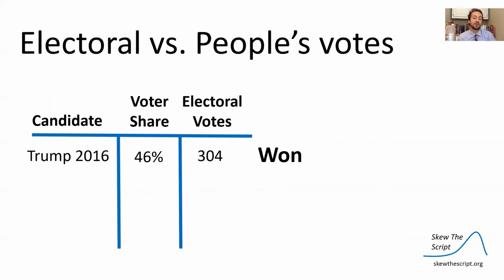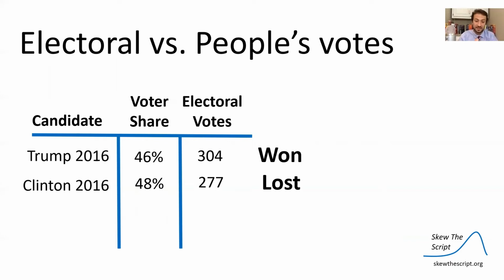Let's look at a table of electoral versus individual people's votes. In 2016, we had Trump, who won 46% of the voter share and 304 electoral votes. He ended up winning the presidency. In 2016, as mentioned, Hillary Clinton won more votes, 48% of the votes, more votes than Trump did, but only 277 electoral votes, and lost the election. Whereas in 2008, John McCain won 46% of the vote and just 173 electoral votes and lost the election.